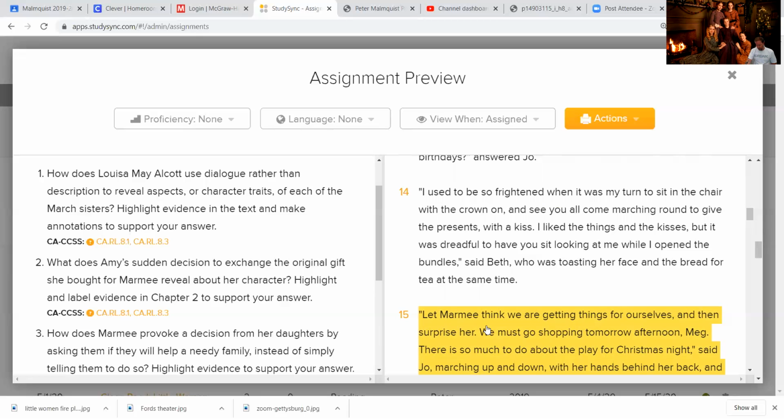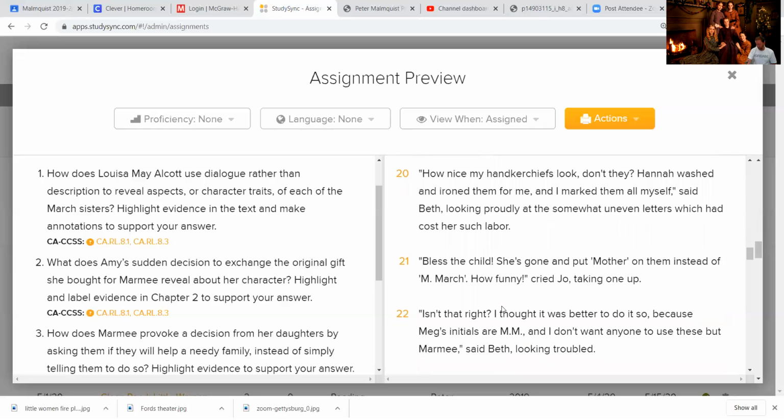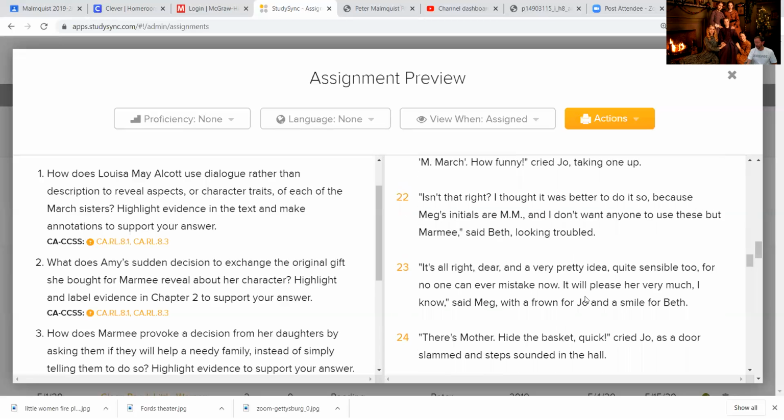Okay, moving on, you guys, now to Meg. We're going to move down a few paragraphs, 22 and 23. So what does Meg look like here? It says, "Bless the child. She's gone up and put Mother on them instead of M. March." "How funny," cried Jo, taking one up. But again, we're looking for Meg here. So what does Meg say? "Isn't that right? I thought it was better to do it." Because Meg's initials are M.M., "I don't want anyone to use these but Marmee," said Beth, looking around.